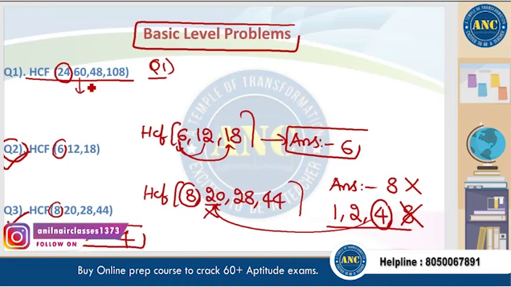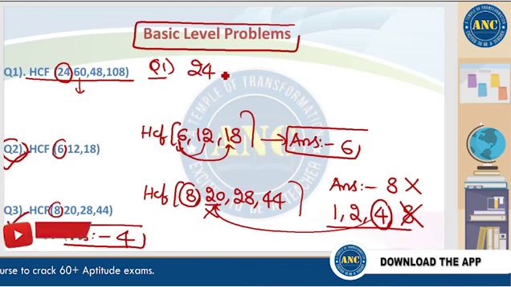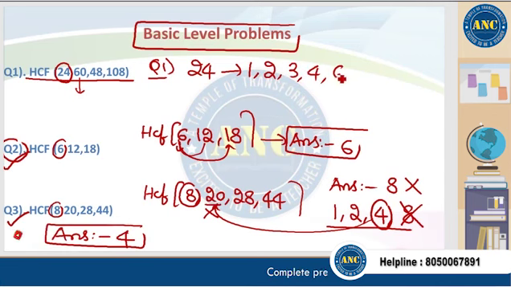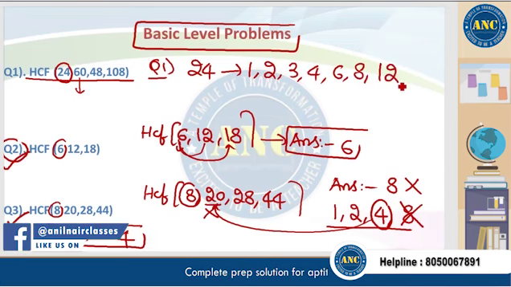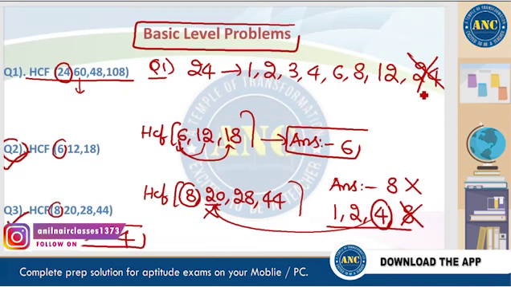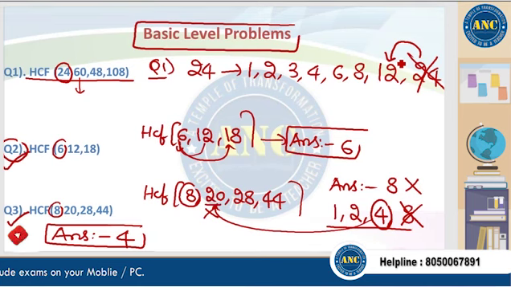60 is not divisible by 24. Then take all the factors of 24. Factors of 24 are 1, 2, 3, 4, 6, 8, 12, 24. 24 does not divide 60. So if 24 is not dividing, go to the next highest number.